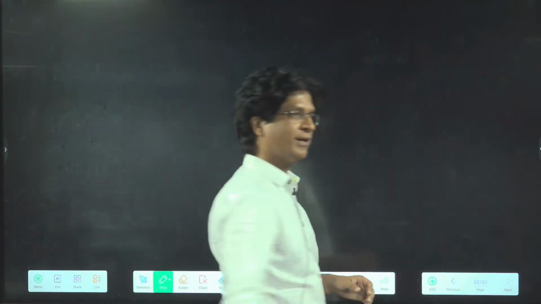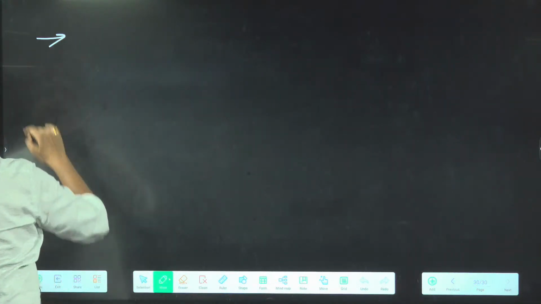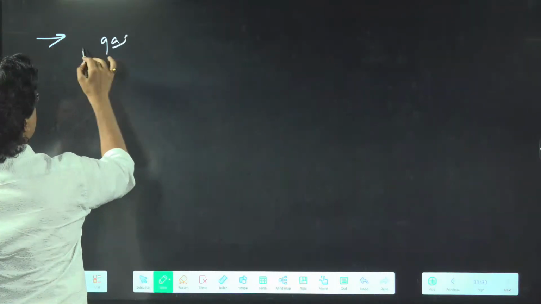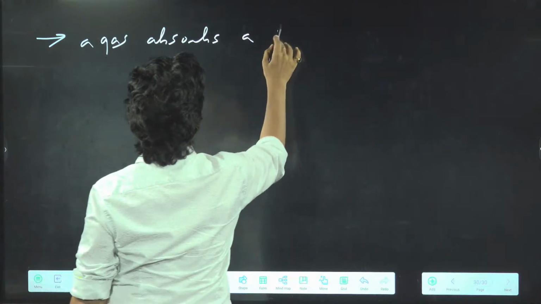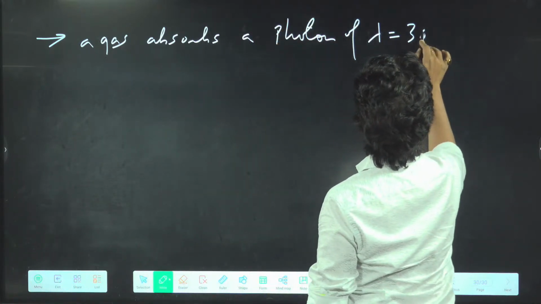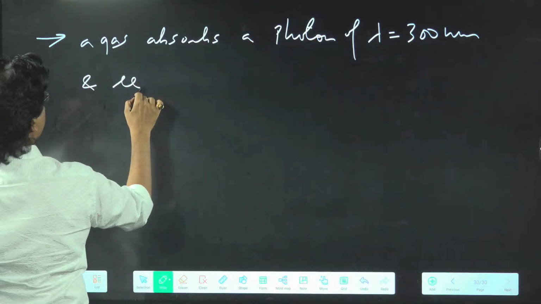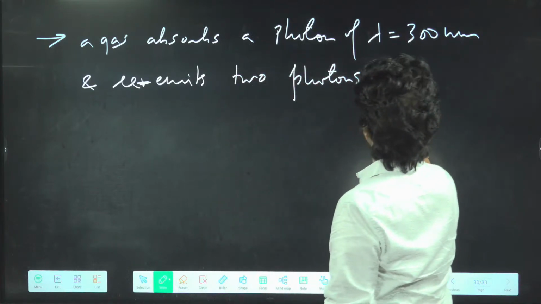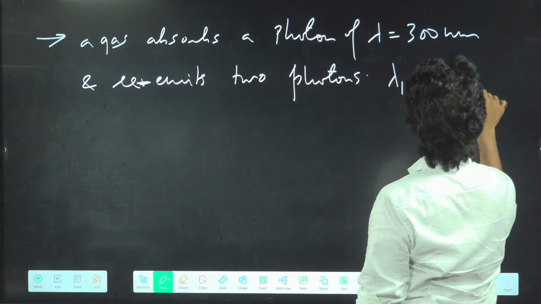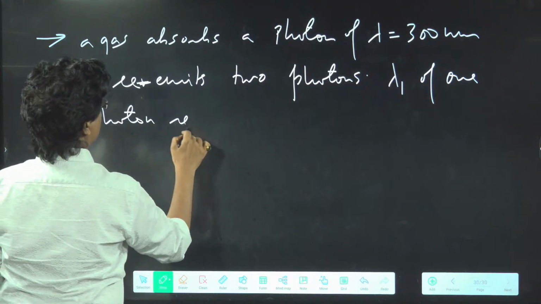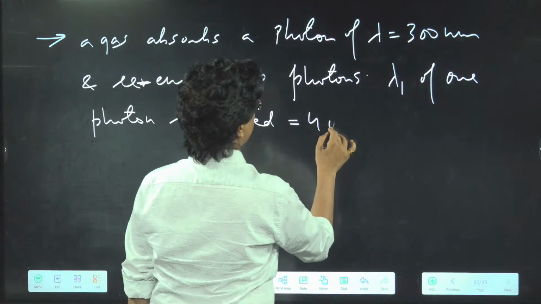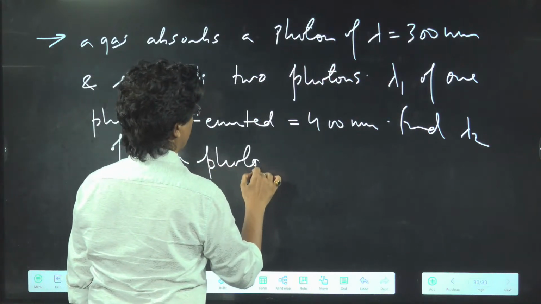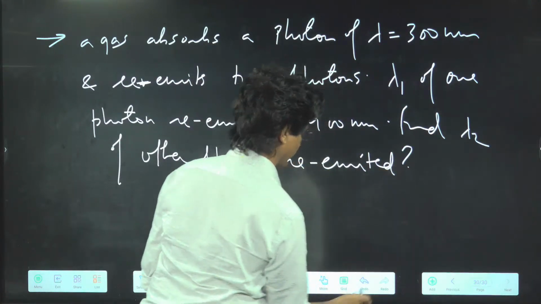Good one. So let's do the last question now. Shall we do the last question? Come on. So here's the last question coming up. A gas absorbs a photon of lambda equal to 300 nanometer and re-emits two photons. Lambda 1 of one re-emitted photon is equal to 400 nanometer. Find lambda 2 of the other re-emitted photon. Come on, solve it.